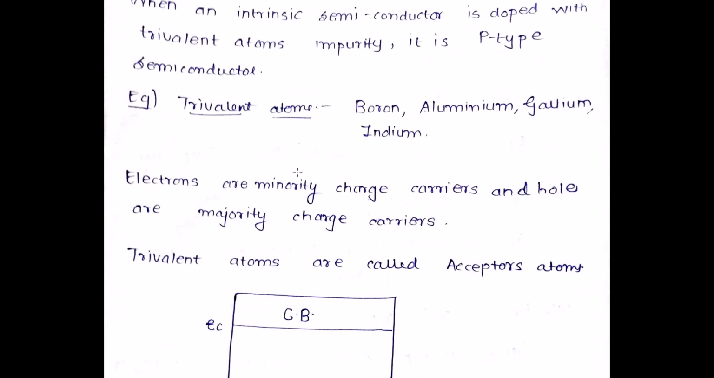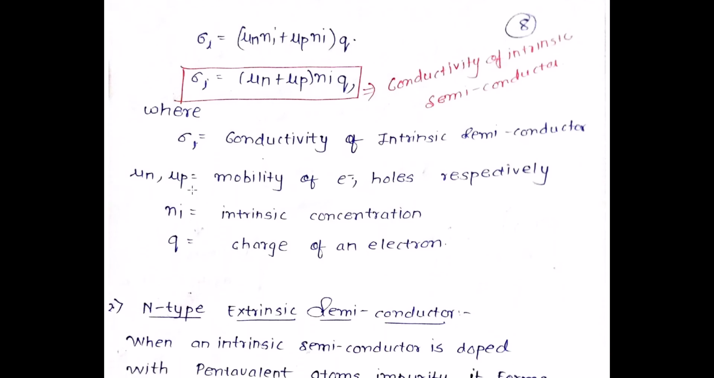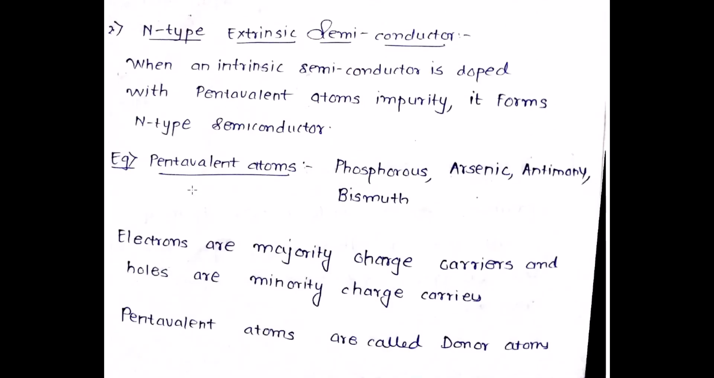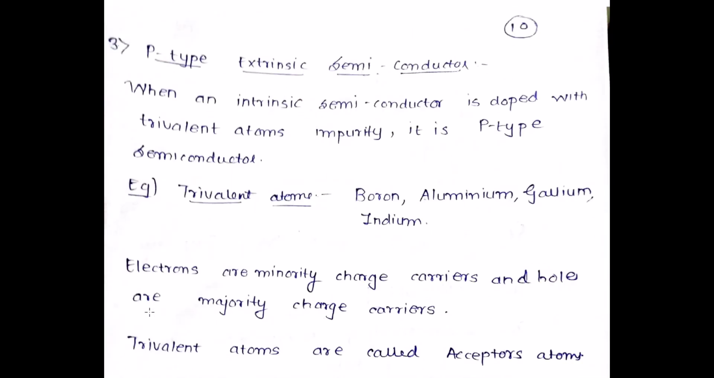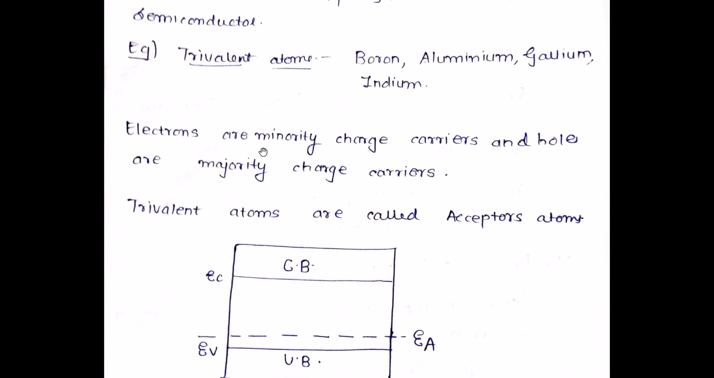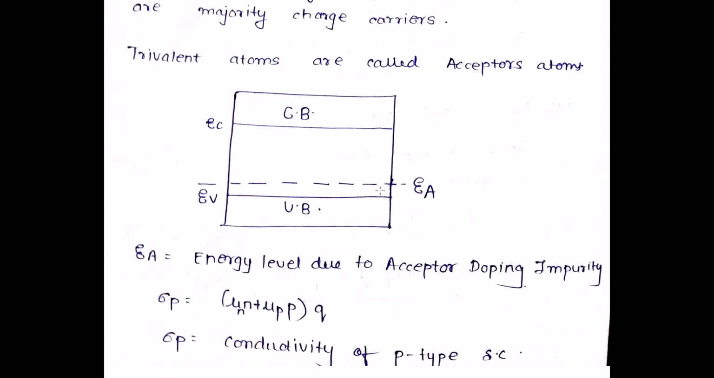In case of n type semiconductor, you can always do a comparative study to remember the concepts easily. In n type semiconductor, electrons are majority and holes are minority. Whereas in p type semiconductor, electrons are minority and holes are majority. So the energy band diagram again gets modified. We have EC, we have EV, and this time we don't have ED. We have EA, where EA stands for the energy level because of the acceptor kind of doping.